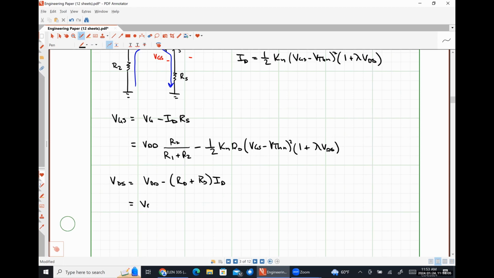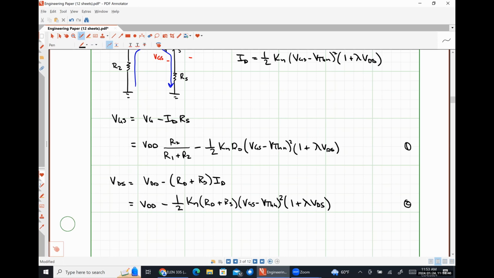Which is equal to VDD minus 1/2 Kn (RD plus RS) (VGS minus VTHN) squared (1 plus lambda VDS). So once again, we have a 2-equation, 2 unknown system.